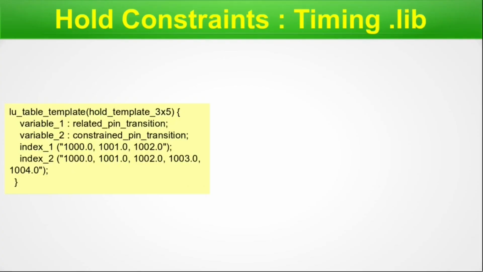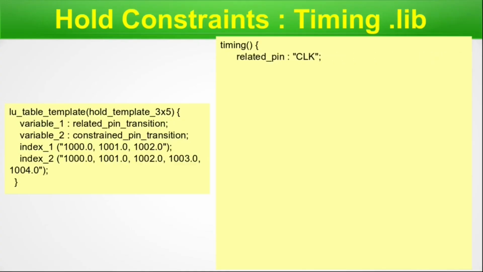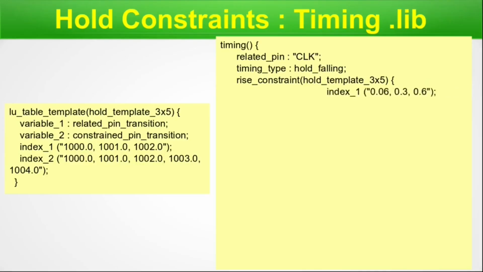Again, I am mentioning this will be way up at the very beginning of the .lib, where you find all these templates. You can also have a similar word, prototype, of a table. Here we get the prototype for the row and column values. But in actual practice, for each cell, the actual data will come into the timing block. And these hold constraints are like this. This is one example. Related pin is clock. Timing type is hold falling. Rise constraint hold template 3 by 5. So this is the rise constraint, and this will contain a 3 by 5 table.